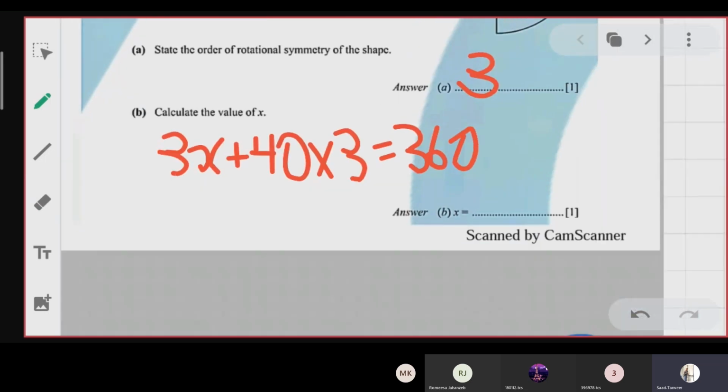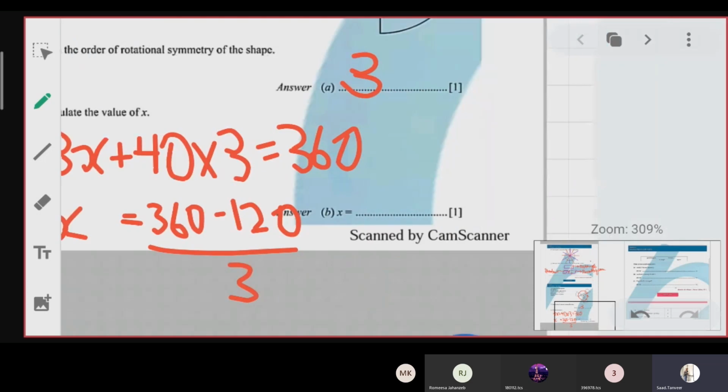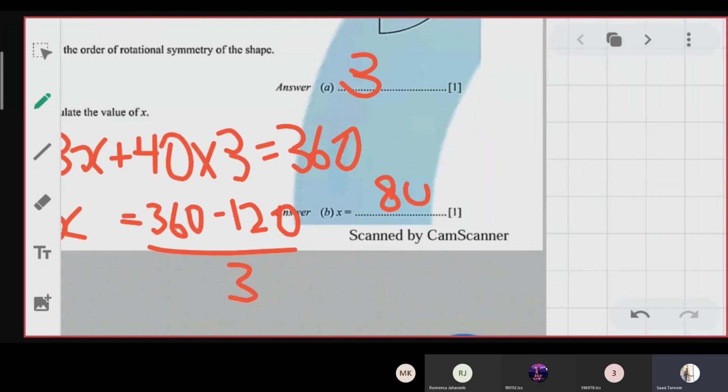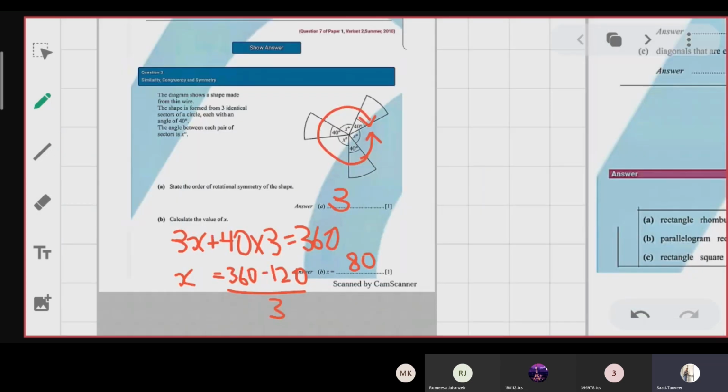और अगर x के लिए solve कर लें तो आप ऐसे ही करेंगे ना, 360 minus 40 into 3, which becomes 120, so minus 120, divided by 3. अगर आप simplify कर लेंगे तो finally the value of x comes out to be 80 degrees. Agree? ऐसा ही है. After simplification, the value of x comes out to be 80 degrees. Check कर लें. Any problem, any confusion?